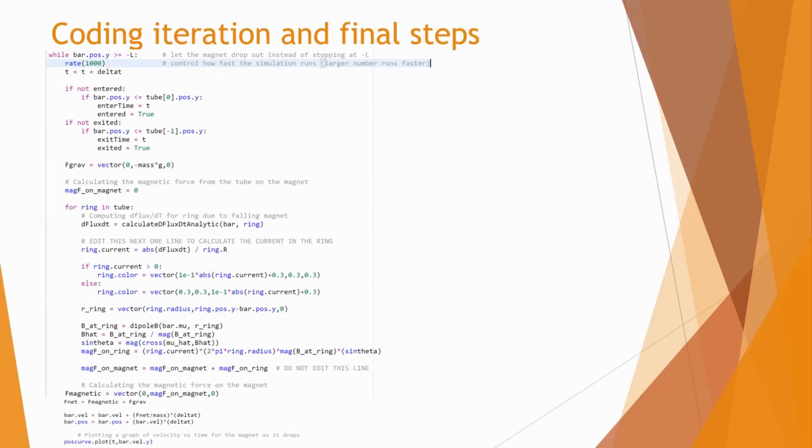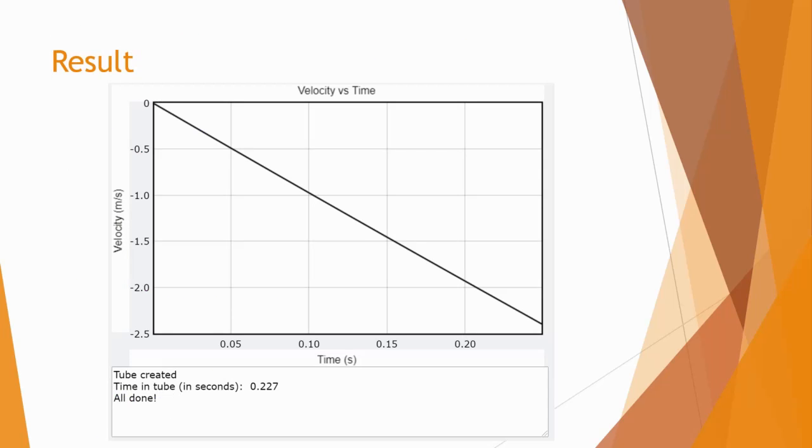After creating the functions, we used a while loop and a for loop to update the position and the velocity of the magnet as it fell through the aluminum foil. We finally have our pictorial result shown here, showing that the velocity gradually decreased as it fell through the aluminum foil, and coming up with a computational time of 0.227 seconds.